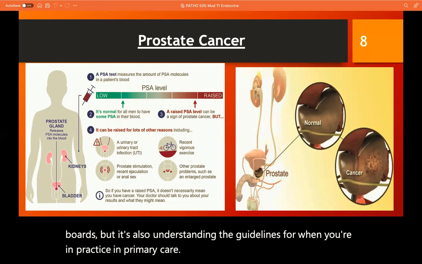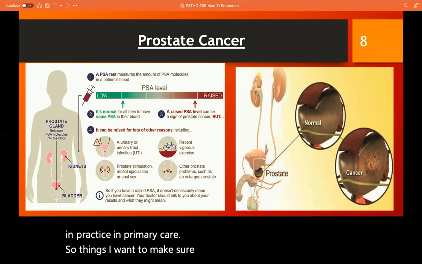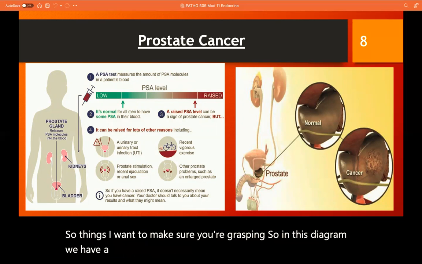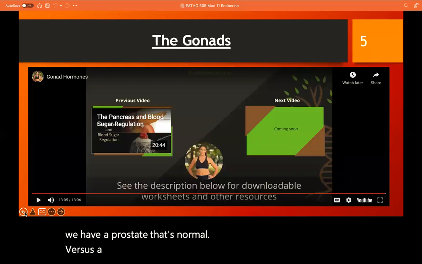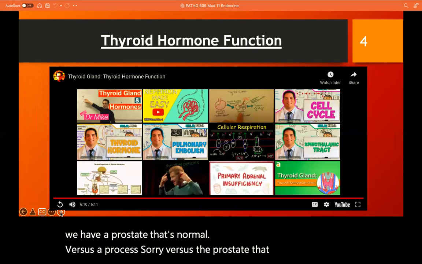So these are things I want to make sure you're grasping. In this diagram, we have a prostate that's normal versus a prostate that has cancer.